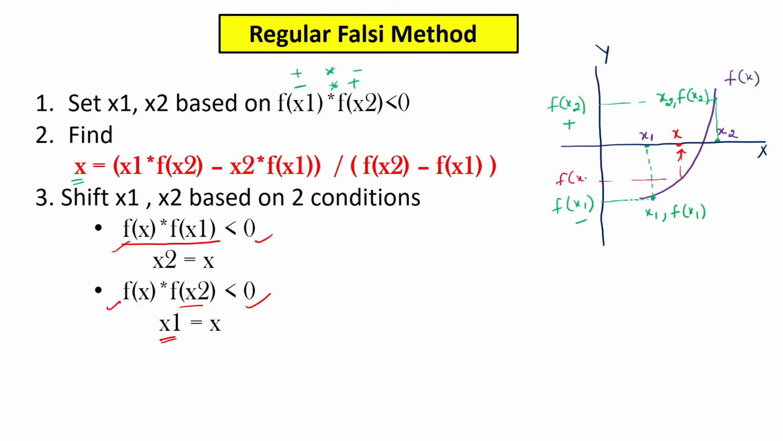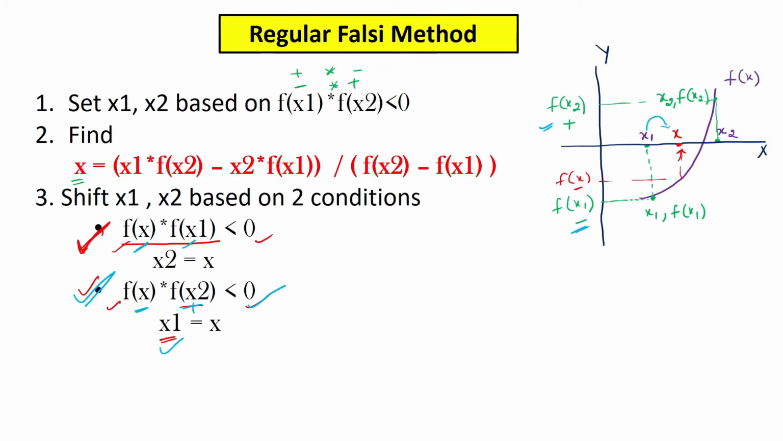Now in the given scenario, if this is my x, then I can say that this will be your f of x and this f of x is negative. So out of this condition and this condition, which condition will be true? Here, the first condition will not be true. Why? Because f of x is negative and f of x1 is also a negative value. So negative multiplied by negative, we will not get a value lesser than 0. But this condition will be true. Why? This is negative and f of x2, as we can see here, is a positive value. That means both f of x and f of x2 are of opposite sign. So this condition is true and I will change x1.